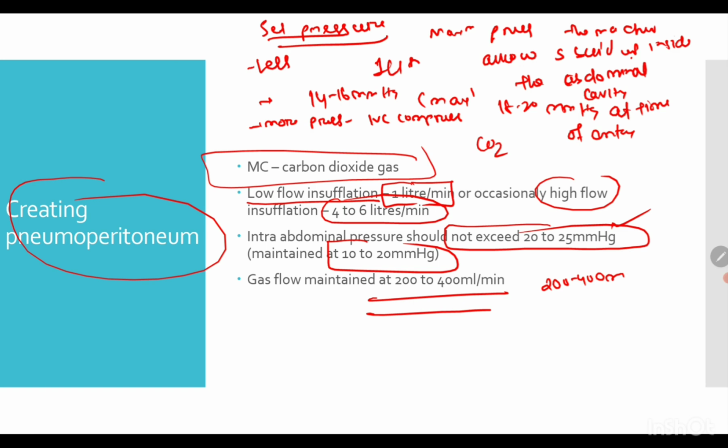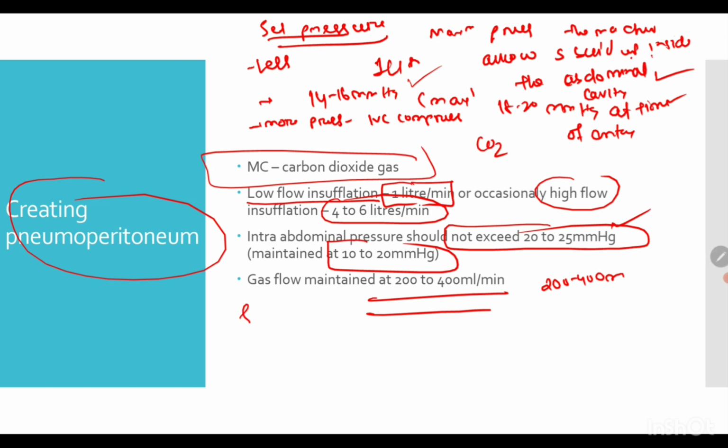Then what is set flow? Set pressure is the maximum pressure the machine will allow to build inside the abdominal cavity. The maximum set pressure has to be 18 to 20. The average is 14 to 16. If you give more pressure, that will cause IVC compression. If you give less pressure, that will cause less distension of the abdominal cavity.